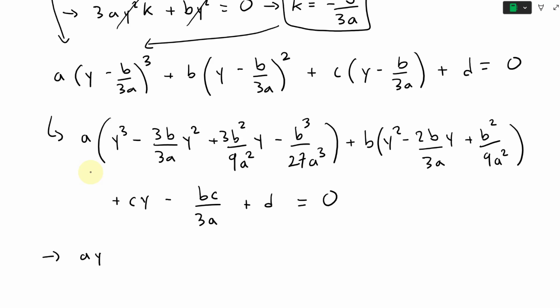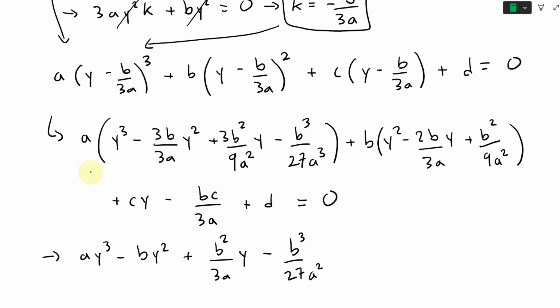So we get a y cubed. This cancels, a cancels. We're going to get left with a b y squared. Plus, this is going to be 3, and this one is going to be 3. Well, it's cancelled out, and this a squared cancels. We've got an a, so we get 3a b squared y. Then minus, this a multiplies here, this cancels. We're going to get a b cubed over 27a squared.